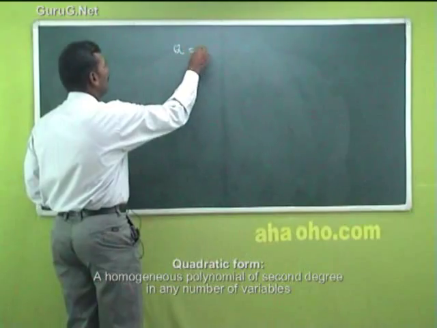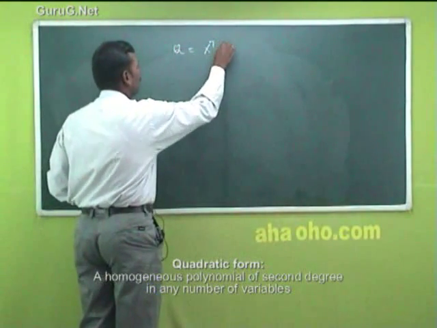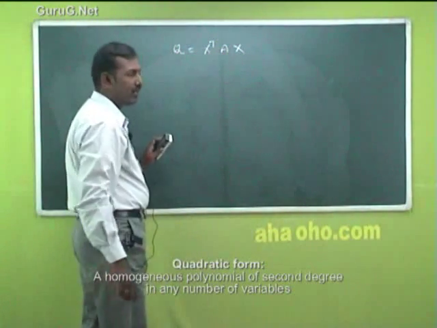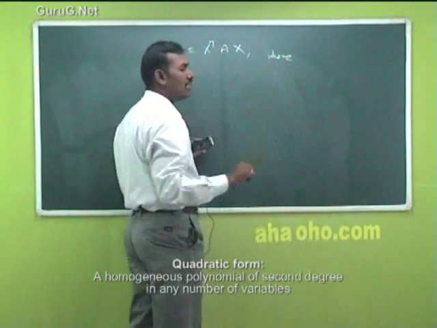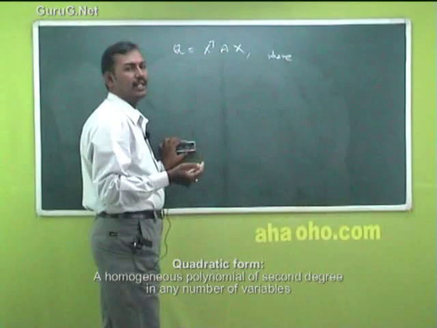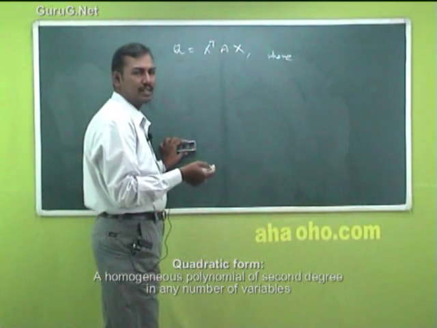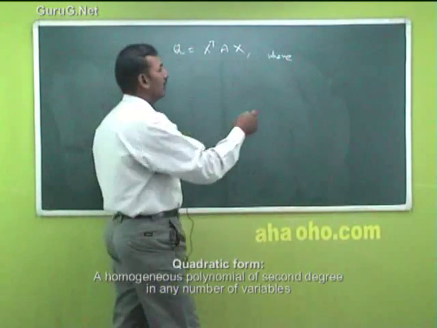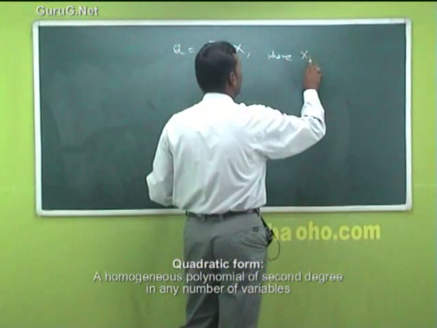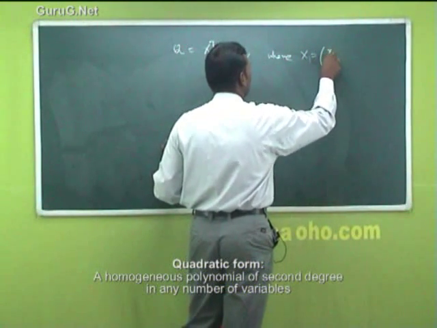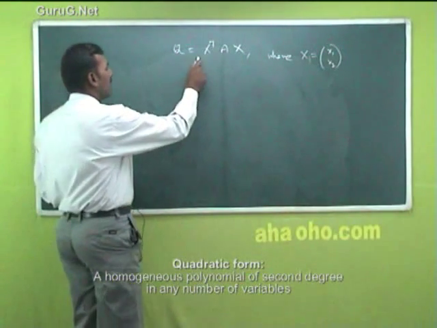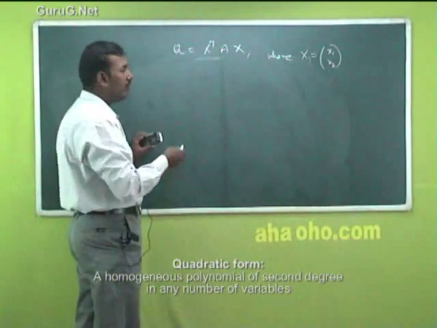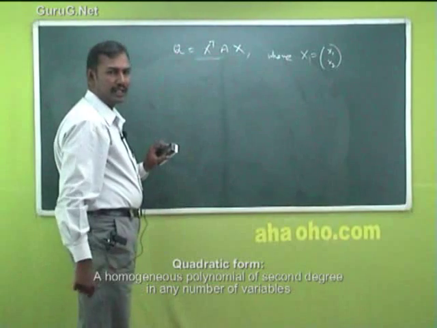Q equals x transpose Ax, where x is, if it is a 2 by 2 matrix, x1, x2. If it is a 3 by 3 matrix, x1, x2, x3. You take it as a 2 by 2 matrix, so x equals x1, x2. So this is the matrix form of the quadratic form. How can it be reduced to the canonical form?